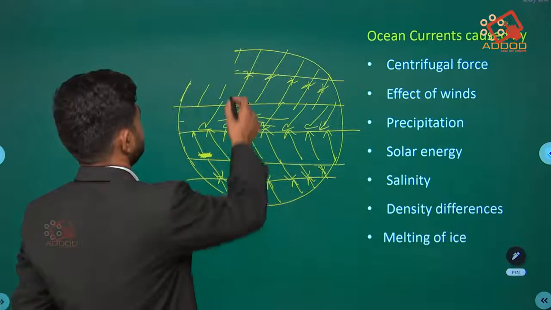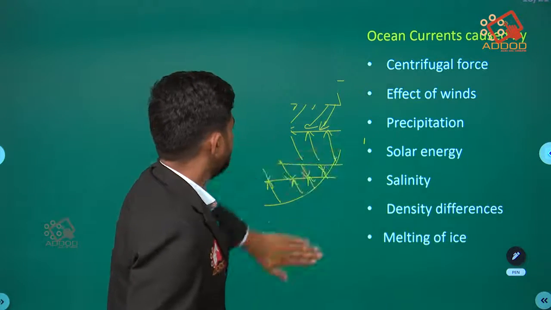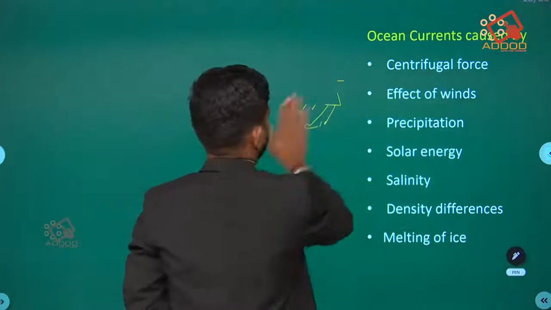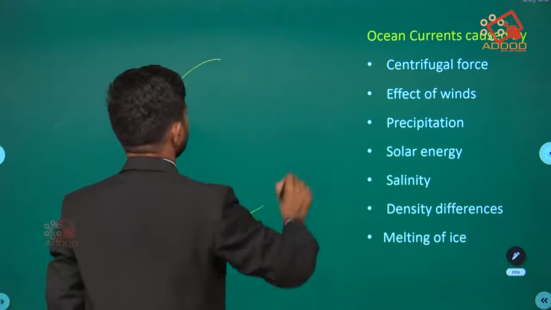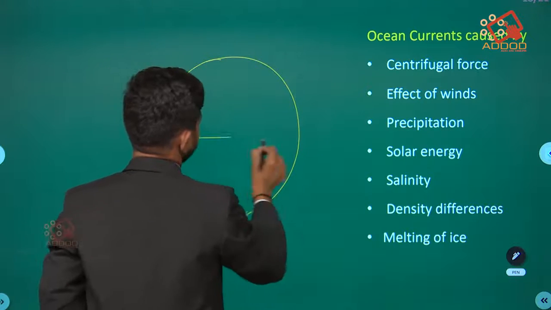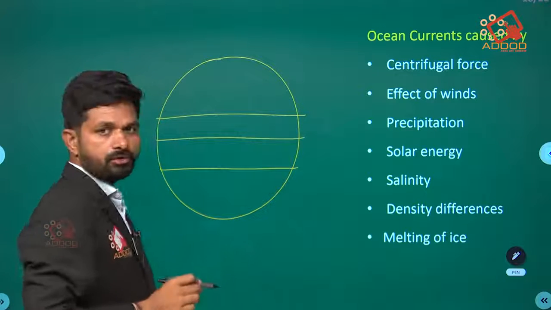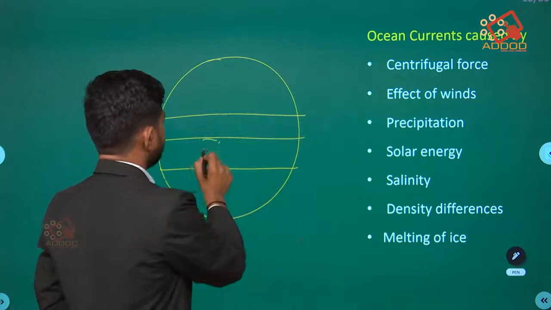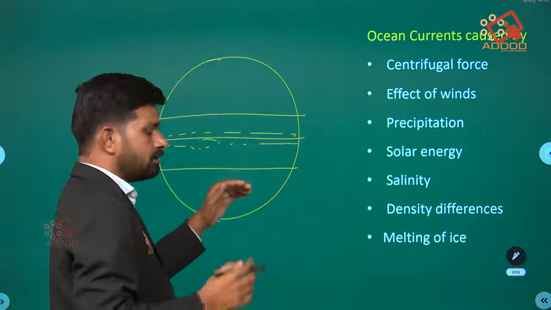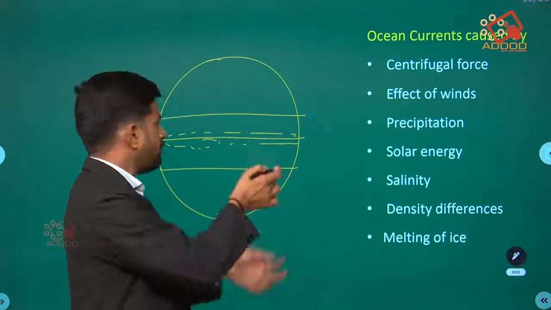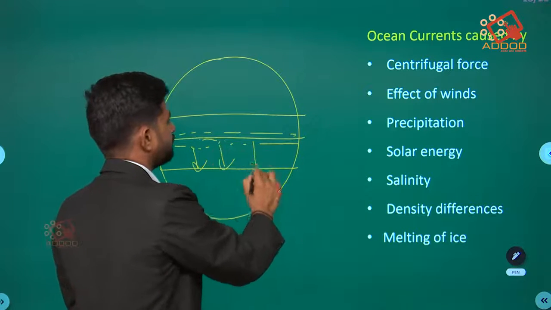Now the precipitation. In the equatorial region, precipitation is more because it rains every day at 4 p.m. And in tropics also, it will be receiving a good amount of rains. If you are adding more water in this region, what will happen? It will definitely increase the volume of water here. If there is more volume of water, definitely what will happen? It will push away from this area.